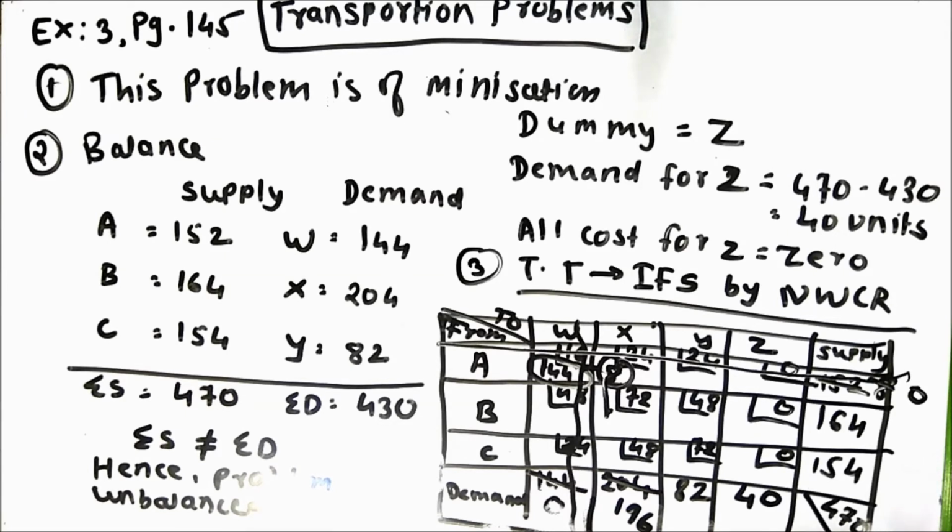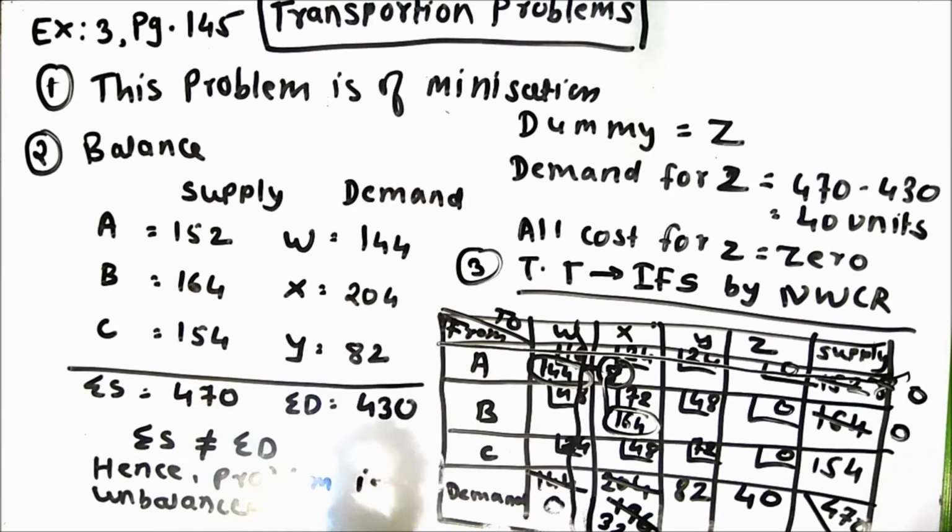So let me check here. Now here in this, our demand is 196 and our supply is 164. So again the same rule from demand and supply, whichever is lesser. So here the lesser one is 164. So let us write 164 here. So 164 minus 164 is 0 and 196 minus 164 is 32.